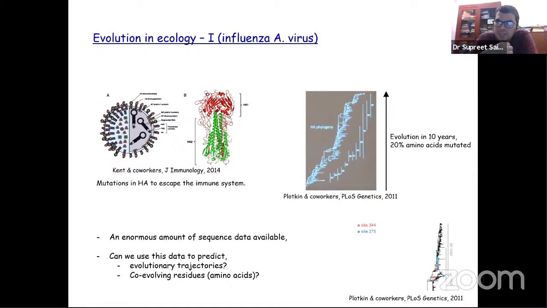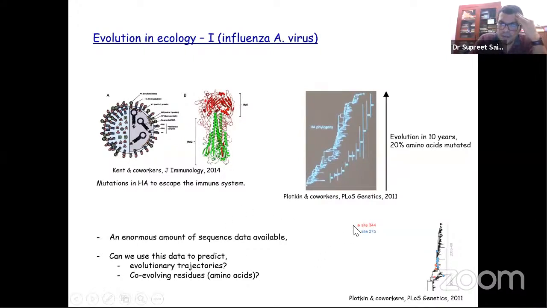What Plotkin and co-workers do in this really nice study is try and find out from this data whether there is any pattern to how changes are occurring. Is it that when amino acid number 200 changes, amino acid number 500 changes very soon after that, and so on and so forth? If such patterns exist, they will help us predict the evolutionary trajectory of the protein as we go forward in time.